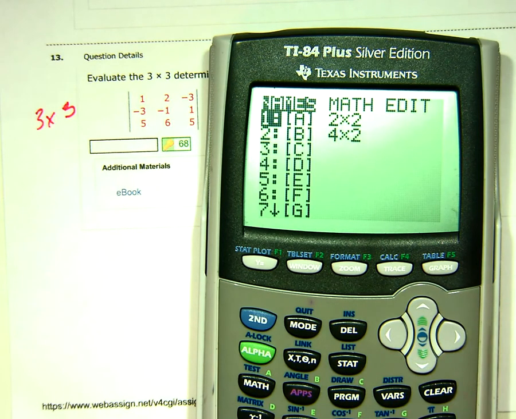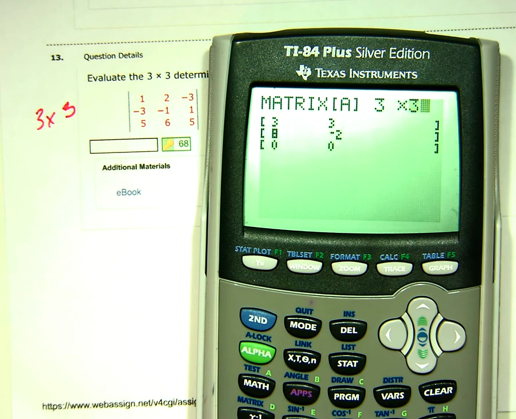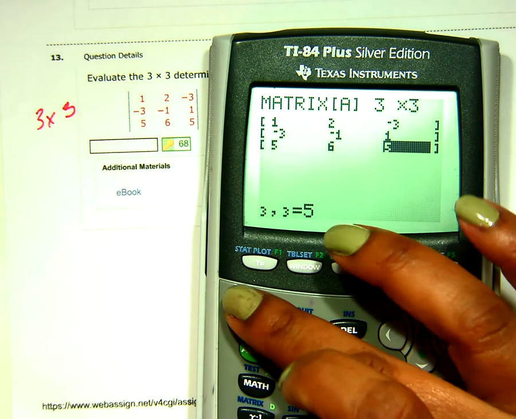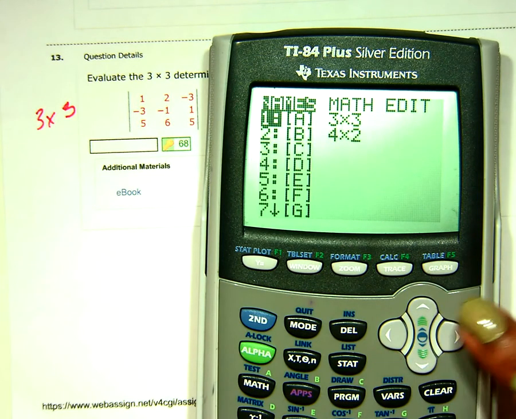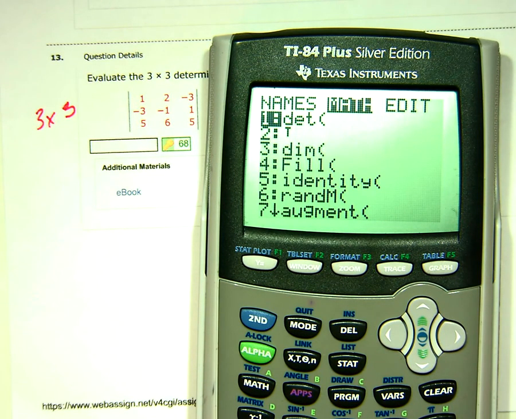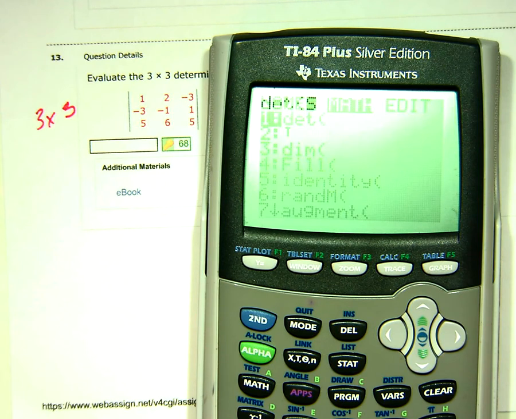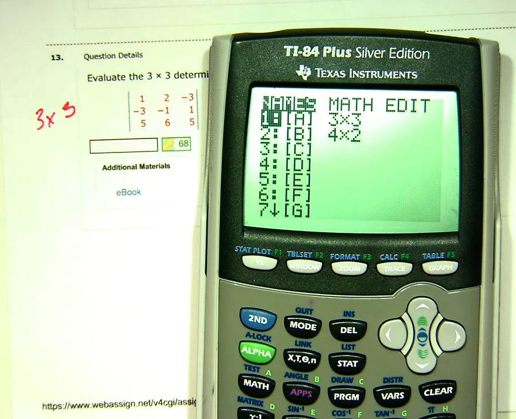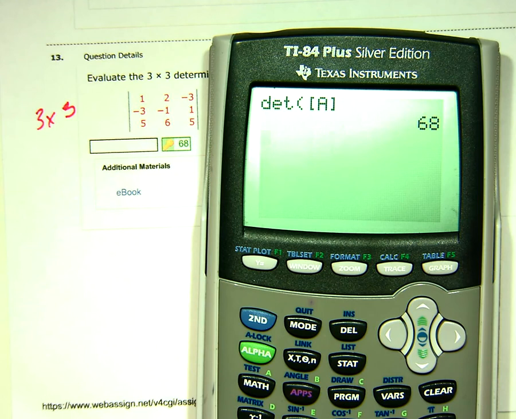So second math, go over to edit to input the numbers in. So we're going to hit enter for matrix A. So 3 by 3. So now we have 1, 2, negative 3, negative 3, negative 1, 1, 5, 6, and 5. Once we put them in, second mode, second matrix, use your right arrow key. We're looking for the determinant because we realized that when we read the instructions. Hit enter, second matrix again, enter, enter.